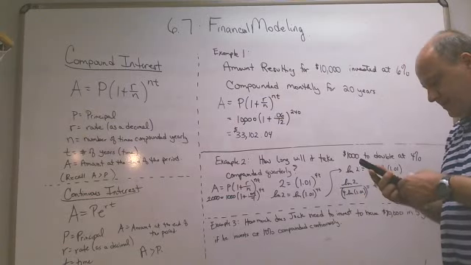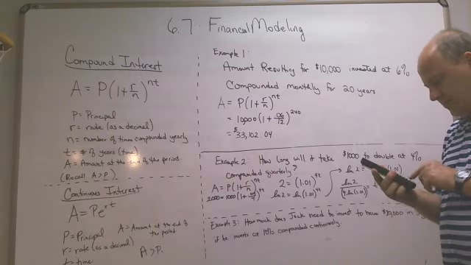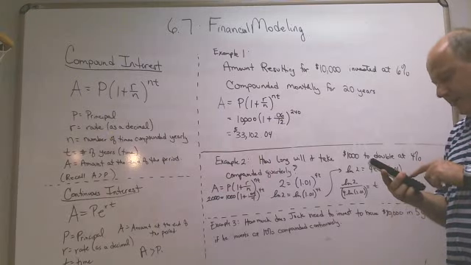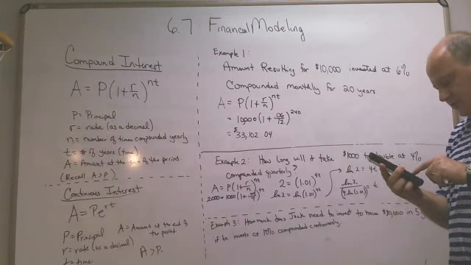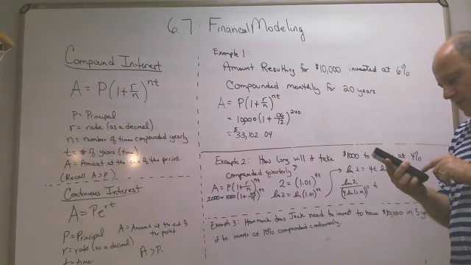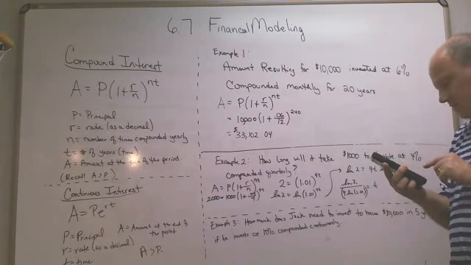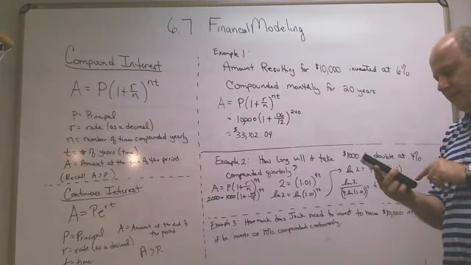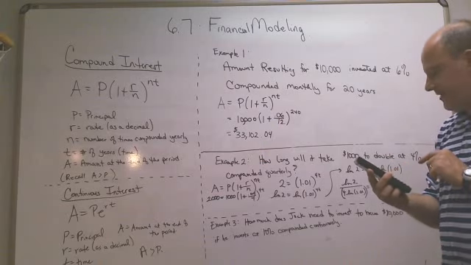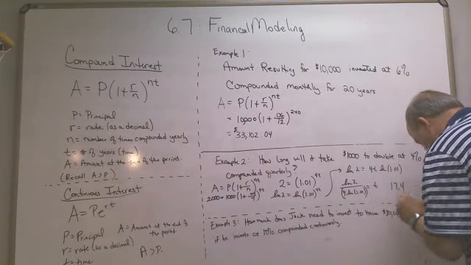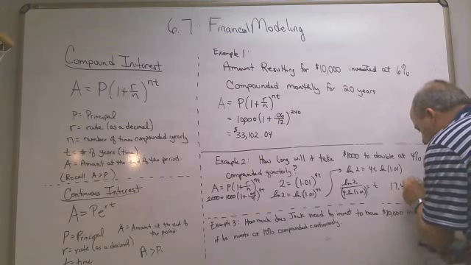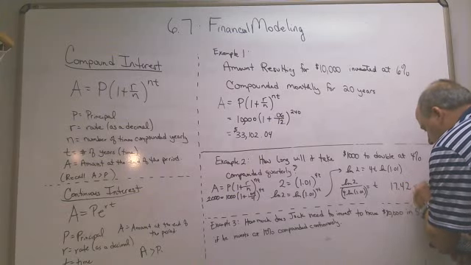We have natural log of 2 divided by, now my parentheses, 4 times the natural log of 1.01, close my parentheses off, and I have approximately 17.4, 17.42 if you want to get a little closer, years.